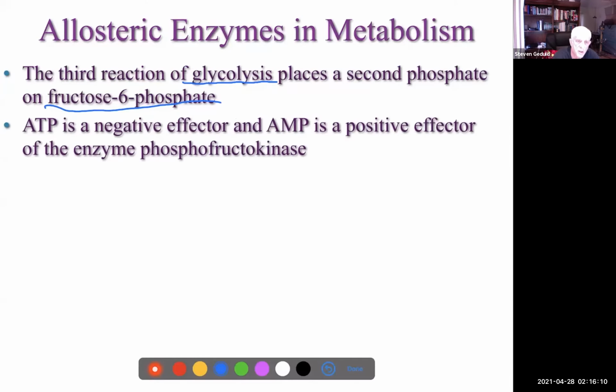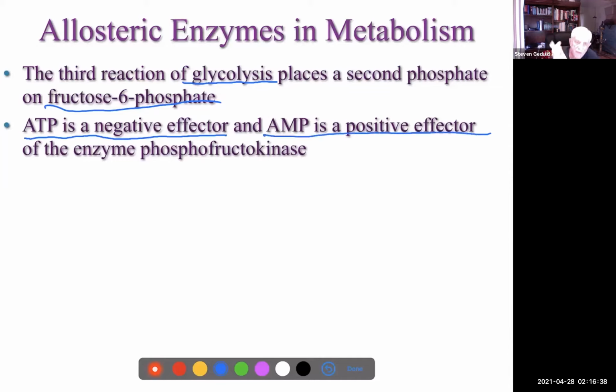Okay, so ATP is a negative effector. Think about that. ATP is a negative effector because if you have ATP present, you don't need it anymore. It's already here. We have the energy that we need. So if there's ATP in excess in the cell, it's going to be a negative effector. It's going to stop the production of glycolysis because you have enough ATP. AMP is a positive effector.